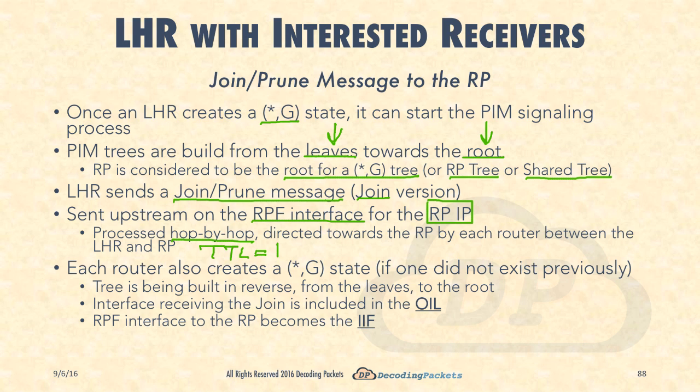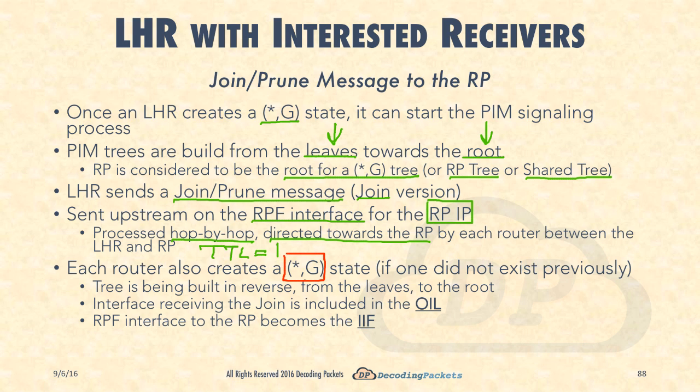Now, the next receiving router will do the exact same thing. It'll process that particular message. It'll create whatever states have to be created, and it'll further direct it towards the RP. So this message always is traveling towards the RP till it reaches the RP, and it is directed there by each middle hop router. So each router between the LHR and the RP is sending this message further and further towards the RP. Now, as each router receives this join message, and before sending it to the RP, it will also create the star, G state. Because that's the end goal.